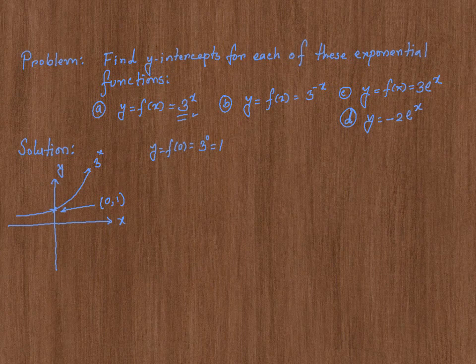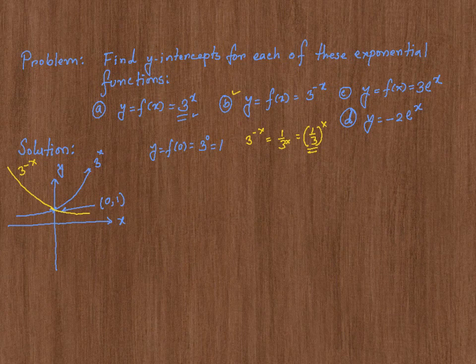Now let's go ahead and do the other one, b, which is an exponential decay. By the way, you can write 3 to the power negative x as 1 over 3 to the power x, which is the same as 1/3 raised to the power x. This base is between 0 and 1, meaning that it's an exponential decay, and it's going to look like this. As it turns out, both of these functions intersect at the same point on the y-axis.